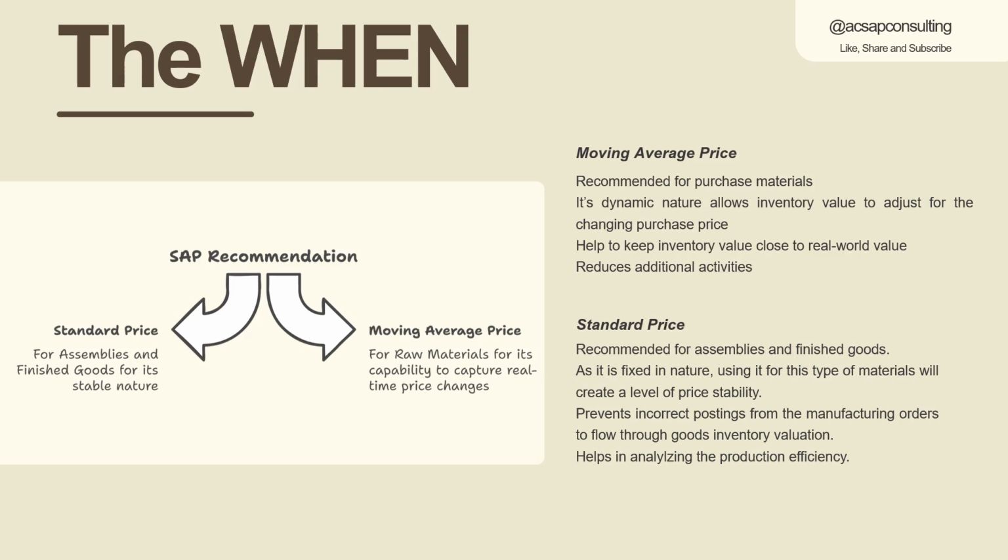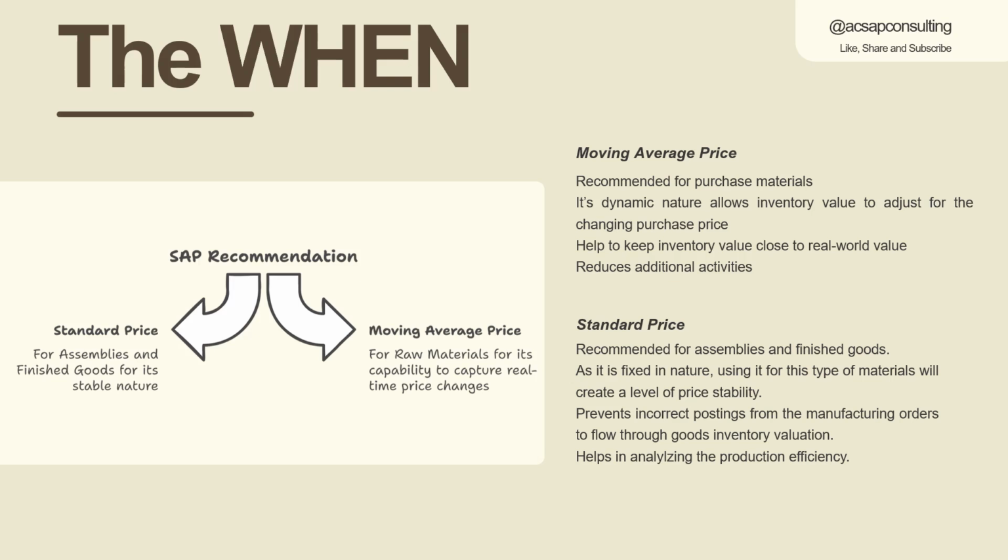Not exactly. There are various countries which follow otherwise. For example, if we take European organizations, European countries usually use moving average price for purchases and standard price for the finished goods as per the SAP recommendation. But US organizations tend to use standard price even for the purchased materials. So their raw materials and finished goods both use standard price. They are very conservative in nature because they want to track the purchase variances as well.